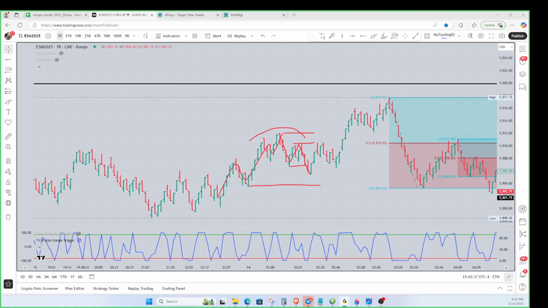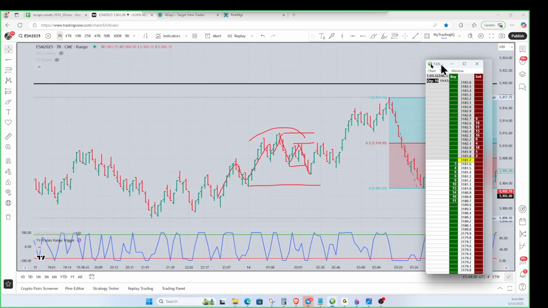That my bid ask is faster than yours, even with Zoom latency. You're talking about on my DOM, or you're talking about this stuff that's going on over here, John? Okay. Well, the stuff that's going on the chart is straight from TradingView. The stuff that's going on here is from StoneX.